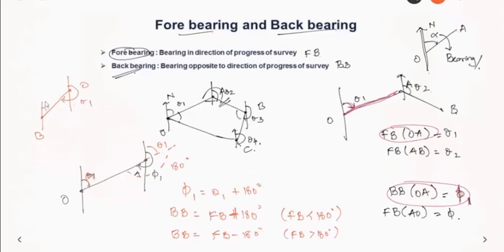So back bearing will be phi 1. As you can see here, back bearing equals forebearing minus 180 degrees. So this is your forebearing. If you subtract 180 degrees from this angle, then you will get this back bearing. So back bearing equals forebearing plus or minus 180 degrees, based on whether the angle of the forebearing is less or greater than 180 degrees.